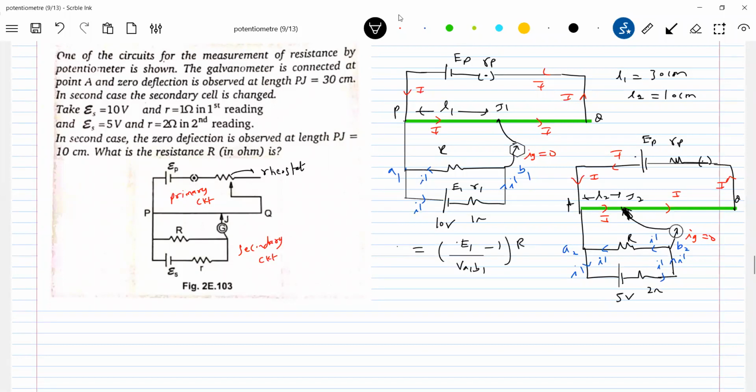And this is R1. This is the formula. Similarly, looking at this circuit, what is R2? R2 is this one, and this is E2. So R2 should be equal to E2 into VA2B2 minus 1 into R. R will not change. R remains the same. Look at this, the R will not change.